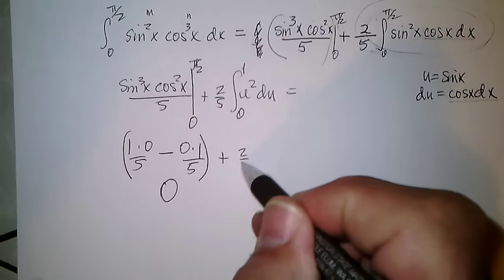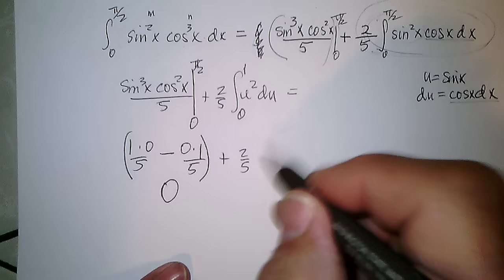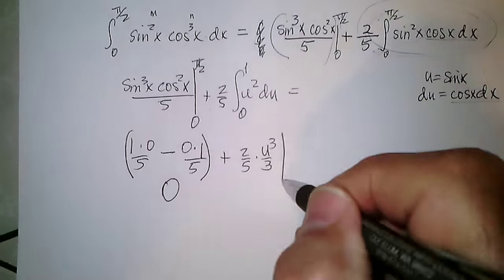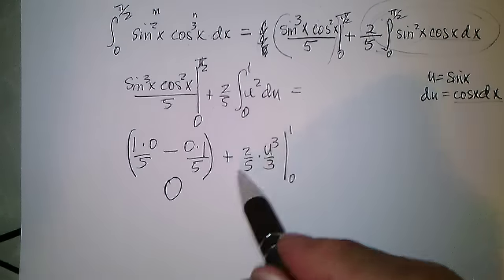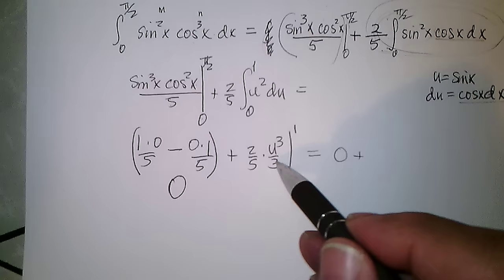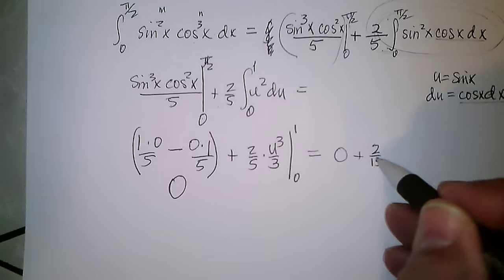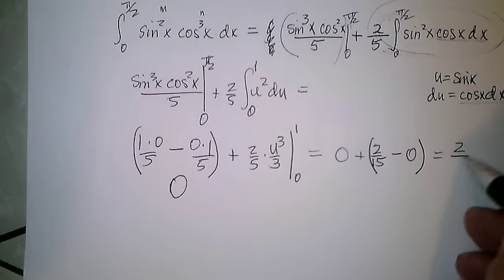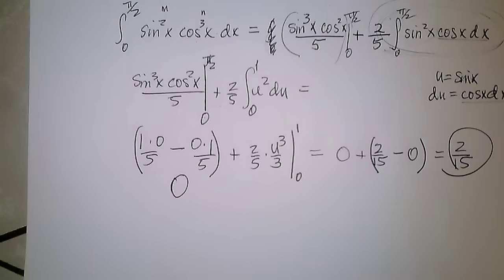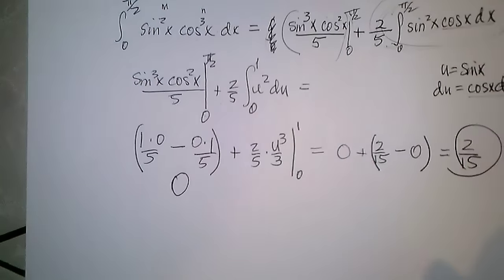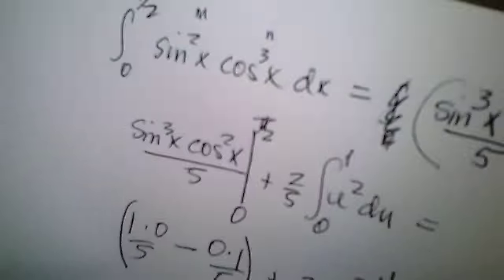Plus 2/5, and u squared integrated is u to the third over 3, evaluated from 0 to 1. So I've got 0 plus, putting 1 in here, 2/15, minus, and if I put 0 in there, I get 0, so I get 2/15. These definite integrals, you can type into the calculator and it'll give you these answers too, so you can check and see if you've made any arithmetic errors in doing them.